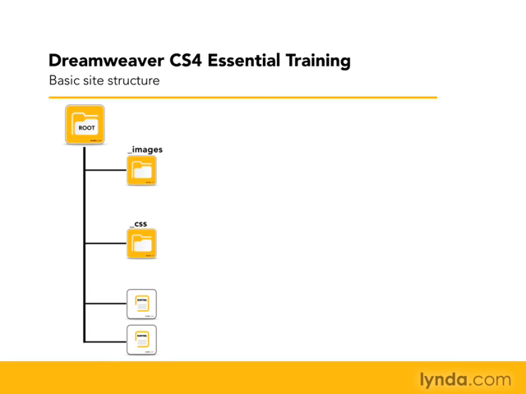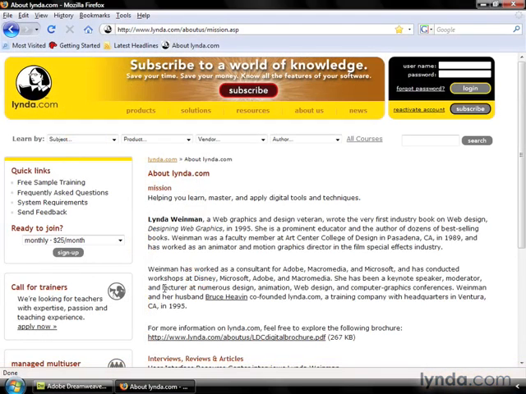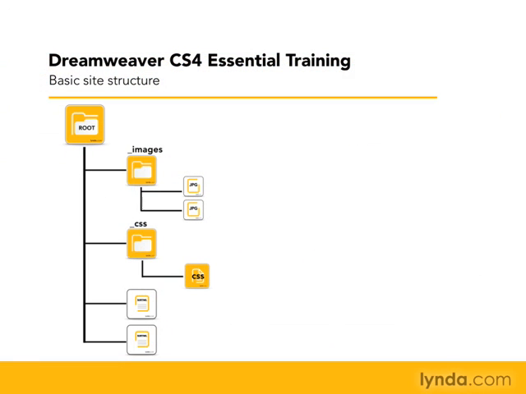As your sites get larger or more complex, it's not uncommon to create subdirectories to create more structure within your site. You can easily see this structure when browsing online. If we go to lynda.com, for example, and look at the About Us portion of the website, we can see that the URL is lynda.com/aboutus/mission.asp. This means that inside the root directory, there's a folder named About Us, and inside that folder, there's a file named mission.asp.